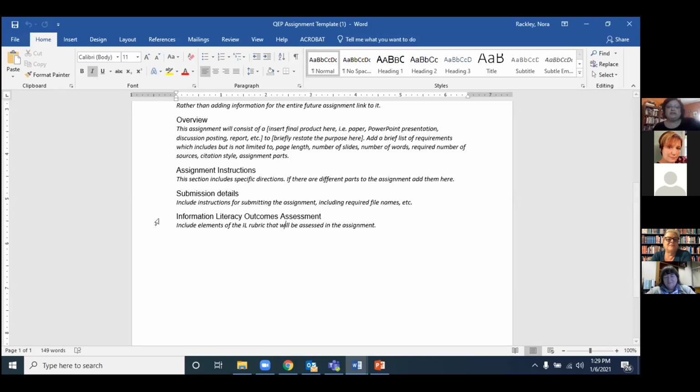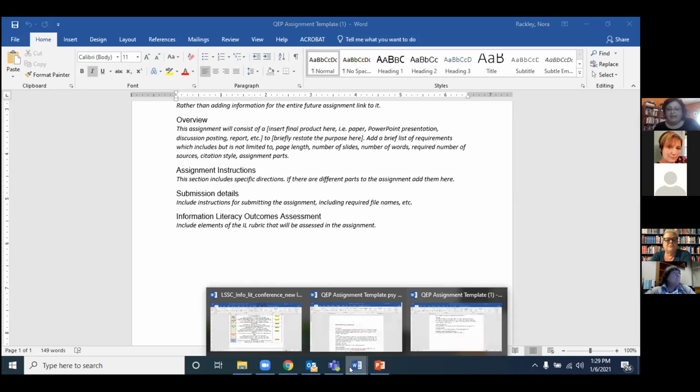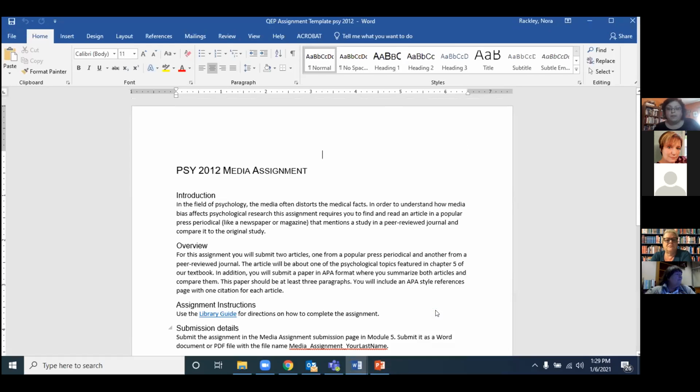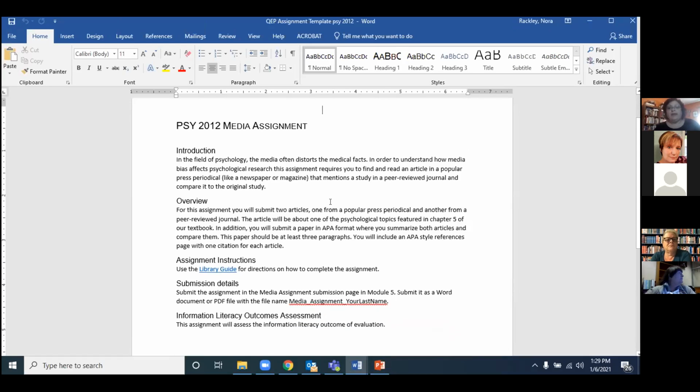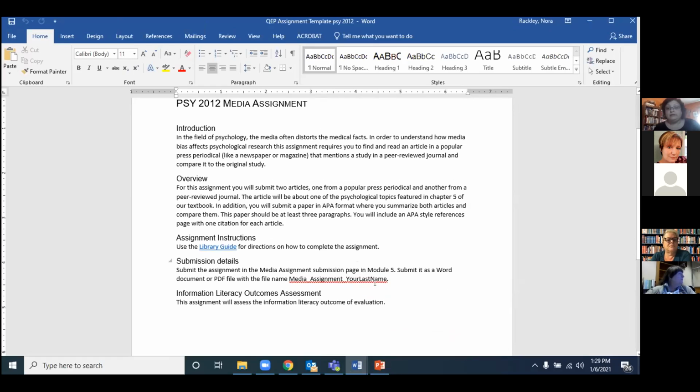And we thought we would put some of the information literacy outcomes assessment in there. Let me show you now a revised assignment. All right, so I took the template and I made it a little bit bigger and added the assignment, kind of revised the assignment. Now, this isn't perfect by any means, but at least it has a little bit more information than the other one did, right?